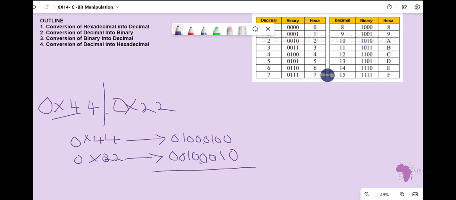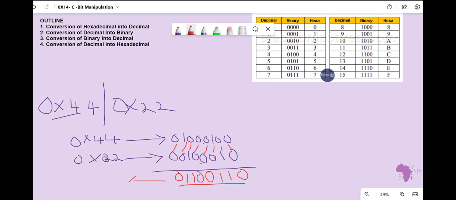Now this is OR, meaning that whenever there's a 1, that becomes true. So our answer now will be 0 and 0 is 0. 0 and 1 is 1. 1 and 0 is 1. Then the rest are zeros. Yes, because this goes with this, this goes with this, and so on. So we get this one.